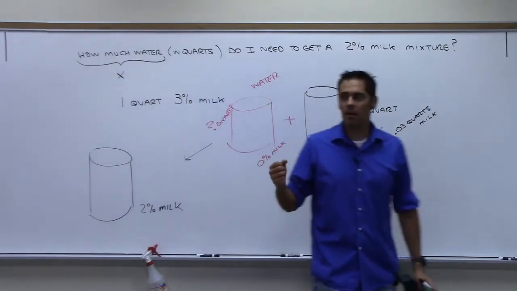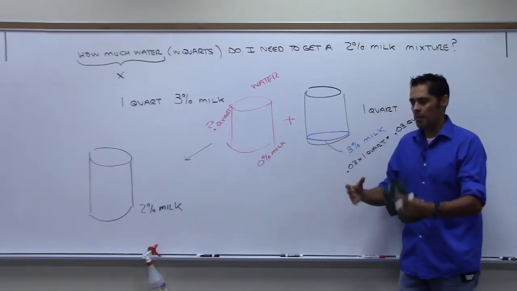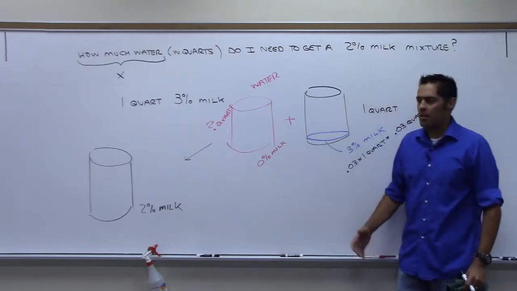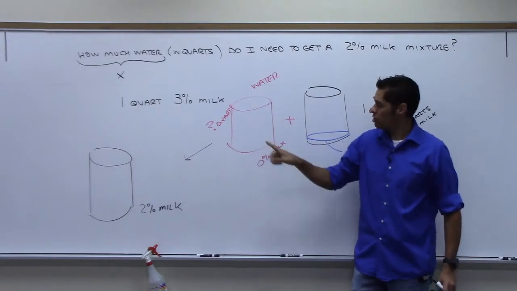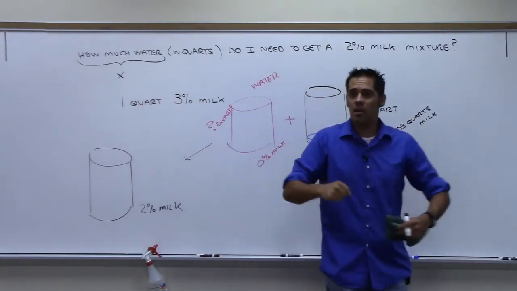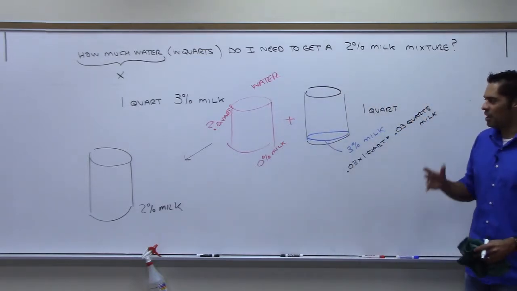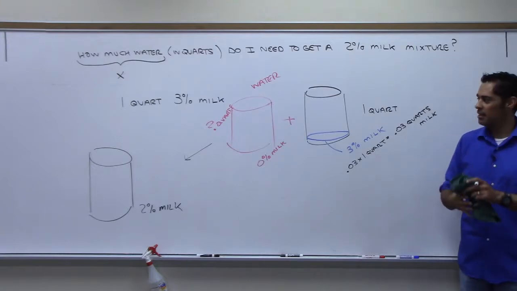So I'm going to come in here with this 3% milk solution, 1 quart of it. I'm going to put it in this big old bucket, all right? Then I'm going to pour in how much? I'm going to pour in X and mix those up, and at the end I need 2%, right? Okay, we're kind of reversing what we just did.